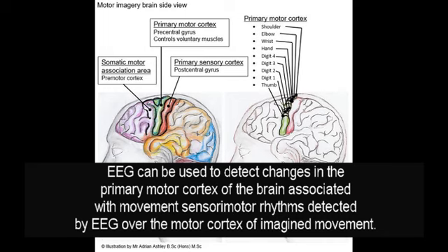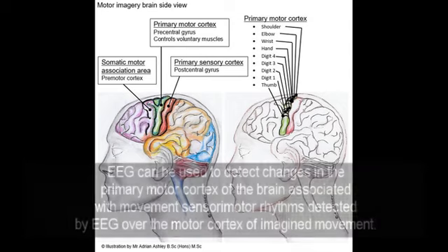EEG can be used to detect changes in the primary motor cortex of the brain associated with movement. Sensory motor rhythms detected by EEG over the motor cortex of imagined movements.